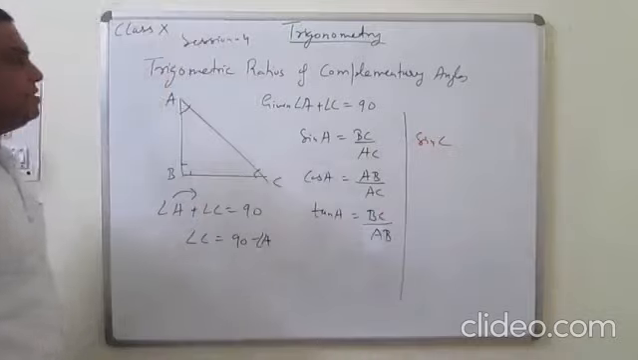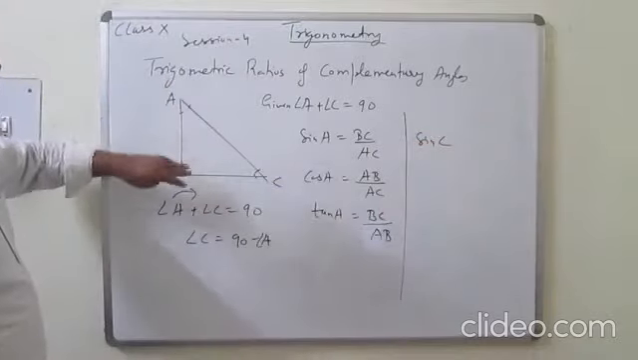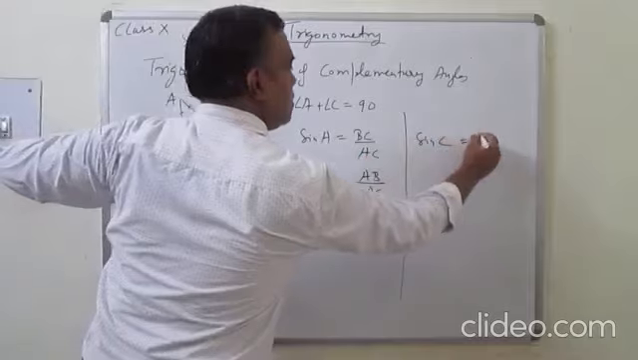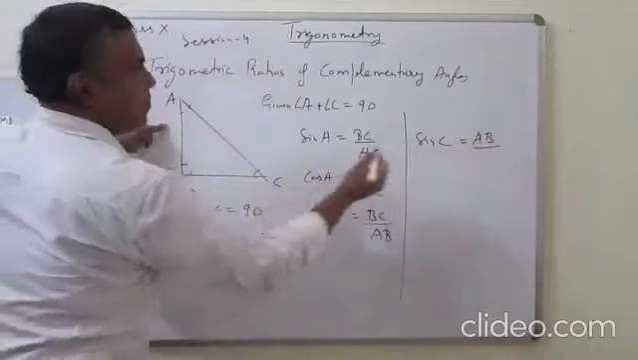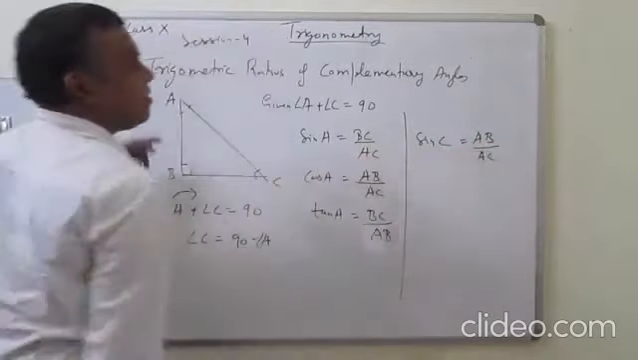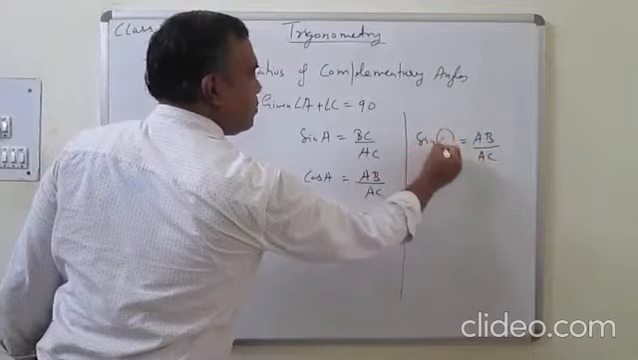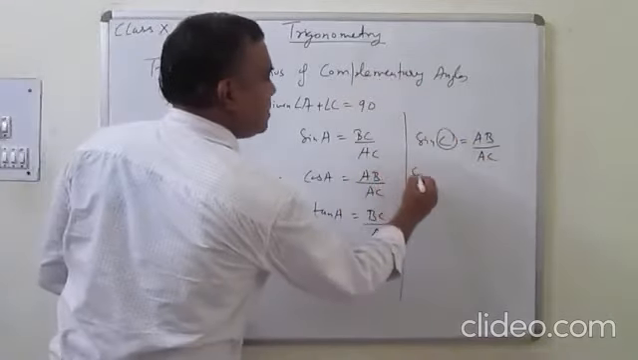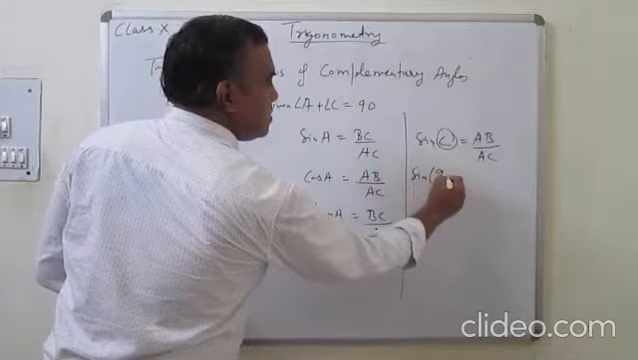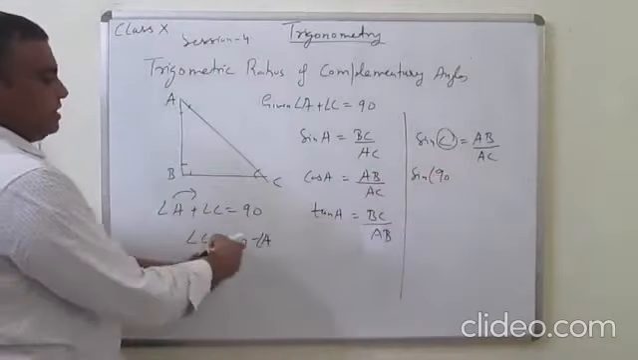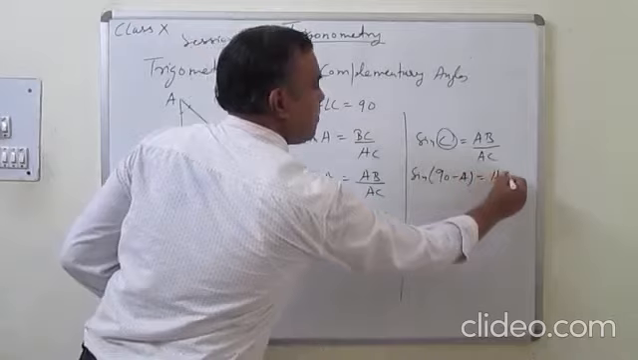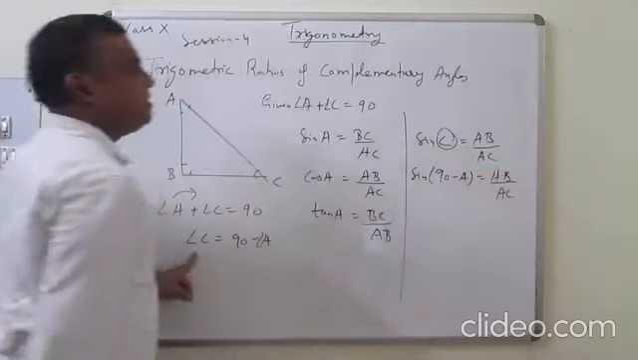What is sin C? Sin C is, now this is perpendicular, AB upon hypotenuse, same AC. Now instead of sin C, what do you write? Sin C की जगह रख देंगे 90 minus A, because it is given C किसके बराबर है? 90 minus A. So it is AB upon AC.